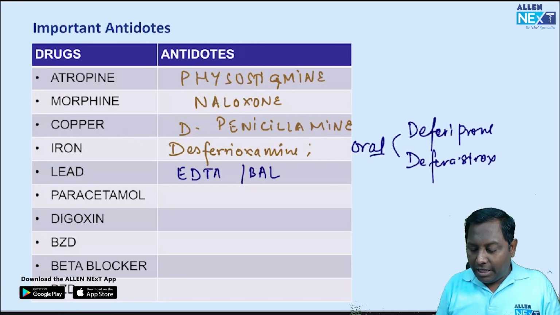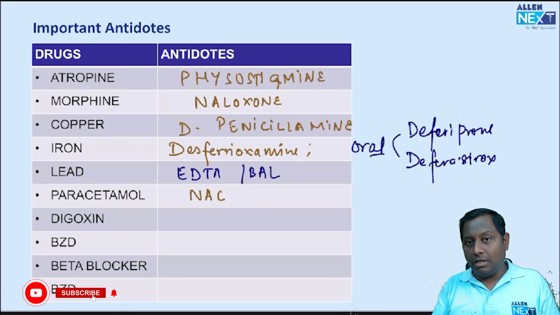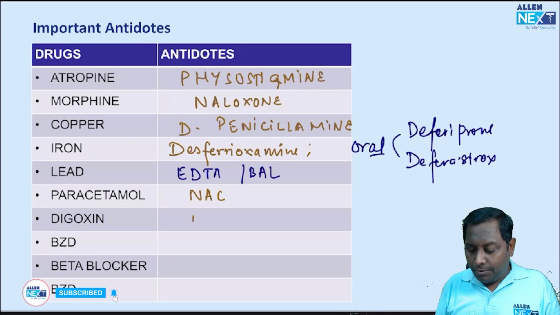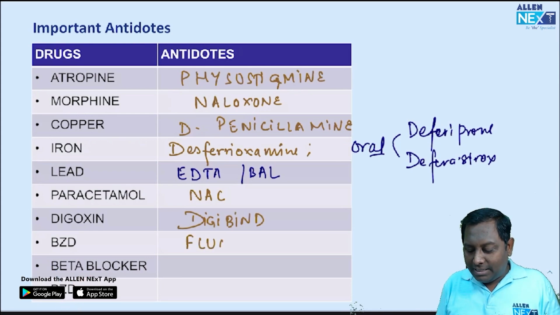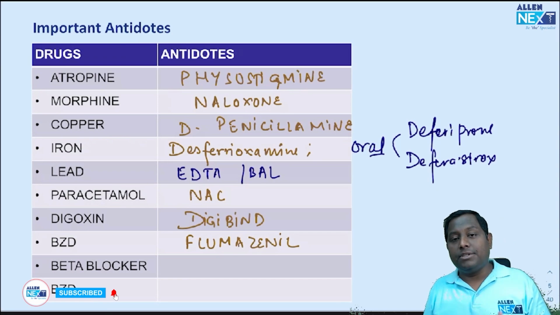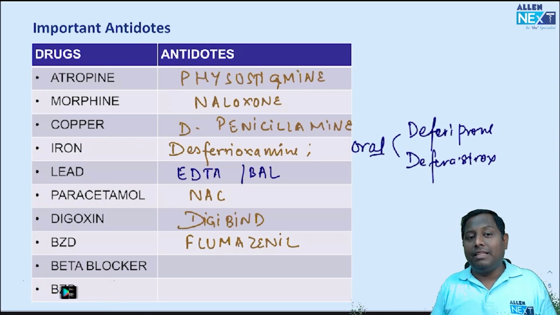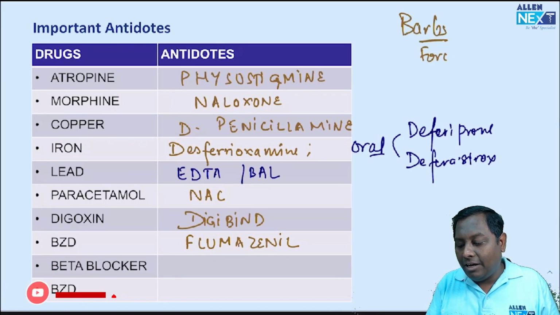In paracetamol poisoning we can use N-acetylcysteine. This question was also asked in the PYQ, I mean last year. In digoxin we will be using Digibind, it's an antibody against digoxin. In benzodiazepine poisoning, flumazenil. So was it asked? Yes, flumazenil. Now in the upcoming examination they might remove benzodiazepine and give you barbiturate. For barbiturate, remember we are going to do forced alkaline diuresis.